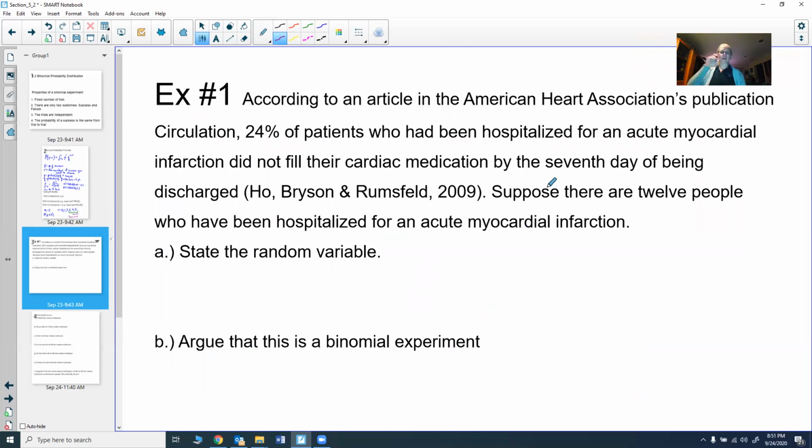So one of the things to remember about these is that we would collect a data set which has this information. Each row in that data set would be one person, and we would have filled medication, did not fill medication. So we'd have a yes or a no. And we'd have this for 12 people. And then we'd count how many yeses we had or how many no's we had, depending on which one we wanted.